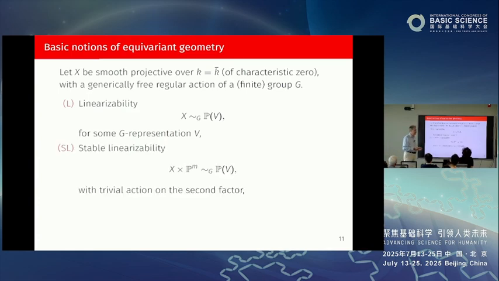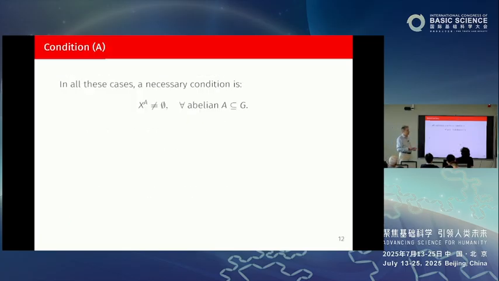There are examples. Stable linearizability would mean that you multiply this projective space with trivial action of your group, and then you want to be birational to a projectivization of a representation. And unirationality would mean that you're dominated by a projectivization of a representation. So those things should be viewed as analogous over BG to what we're used to over a non-closed field K.